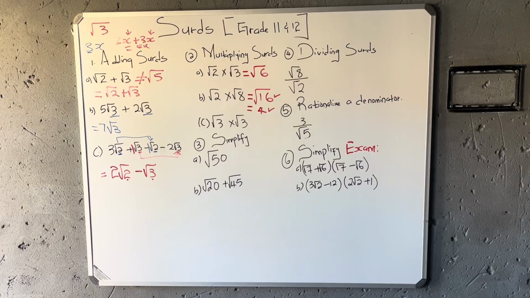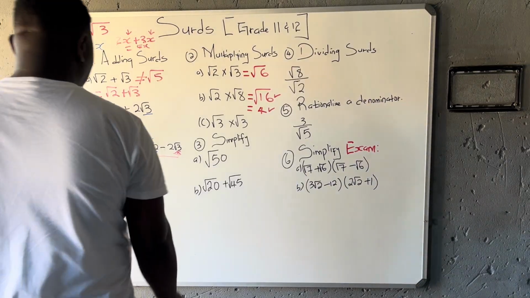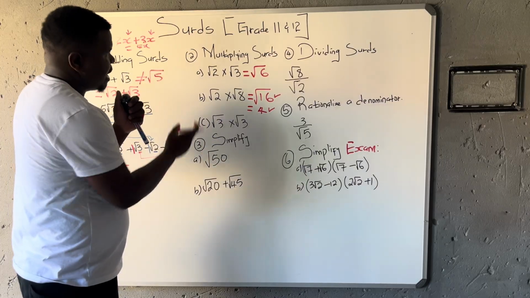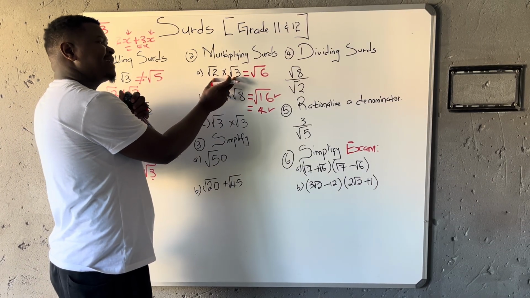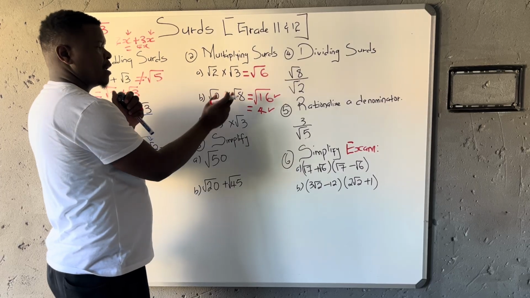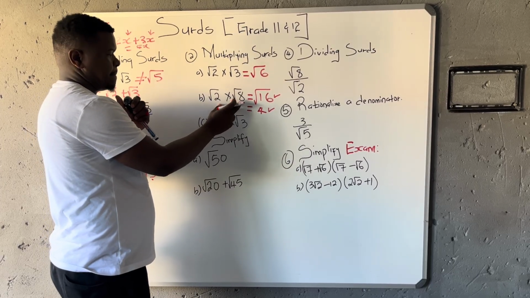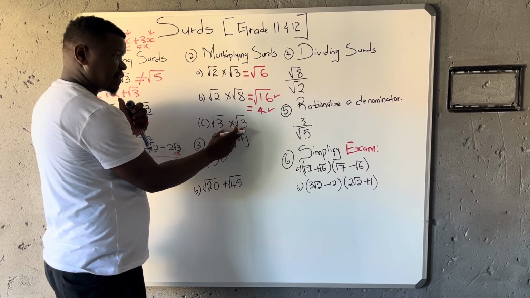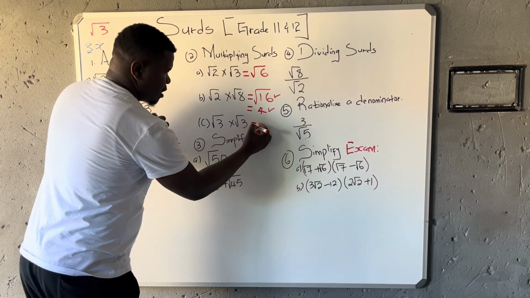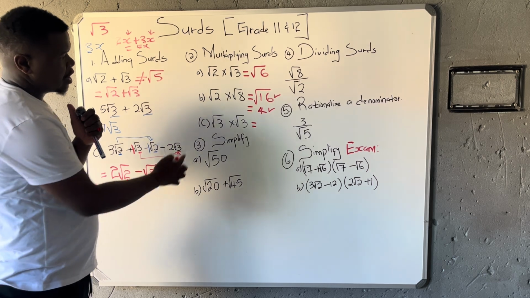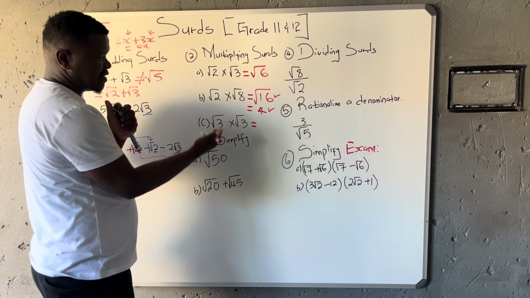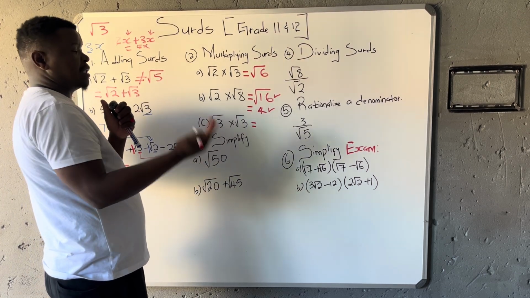The same as A and B. Now, the trick is that in A, we were multiplying two different numbers, meaning they are not the same. These numbers are not the same, but here they are the same. If they are the same, the shorter way of this, we know the answer will just be 3. Since it's 3 and 3 inside the root, the answer will be 3 if they are the same.